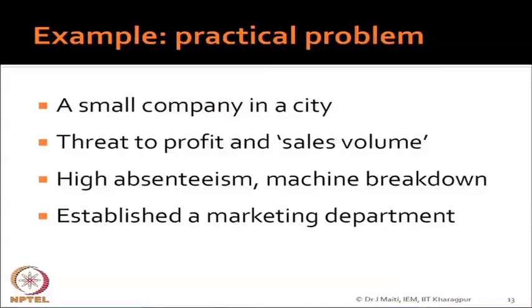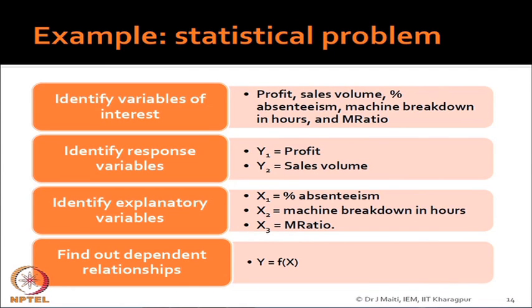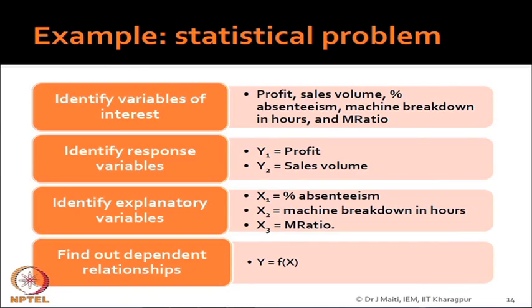Now, we will convert it into a statistical problem. If you really want to build a statistical problem from a practical problem, these are the few steps which you must follow. First one is to identify variables of interest. In this example: profit, sales volume, percentage absenteeism, machine breakdown in hours and M ratio. These are the variables we have identified. Now, identify response variables. Out of all those variables, what are the response variables?